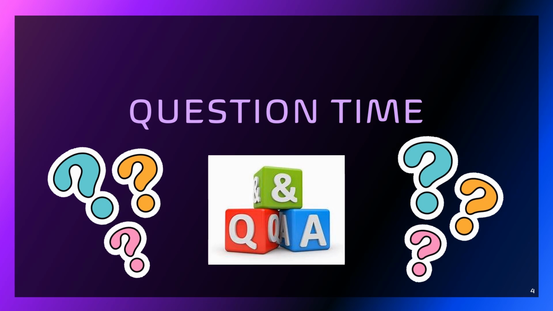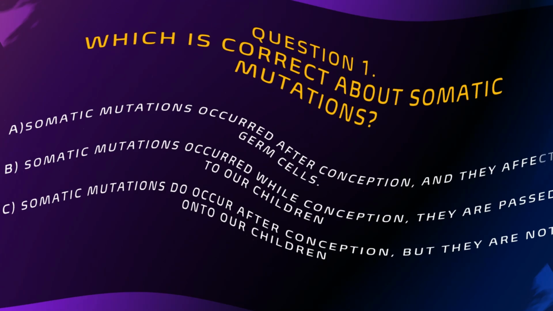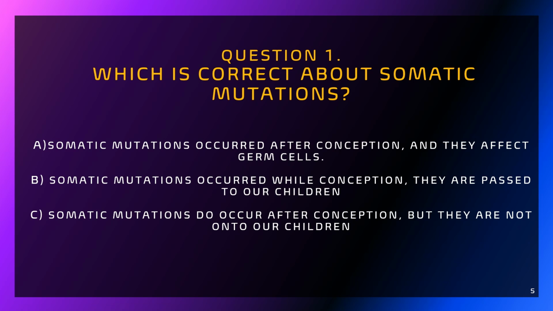Now, I will ask you 3 questions and you have to choose the correct answer. Question 1. Which is correct about somatic mutations? Correct is C. Somatic mutations occur after conception, but they are not passed on to children because they are not caused by sperm or eggs. They just occur after conception randomly.